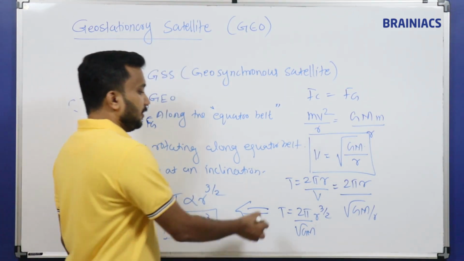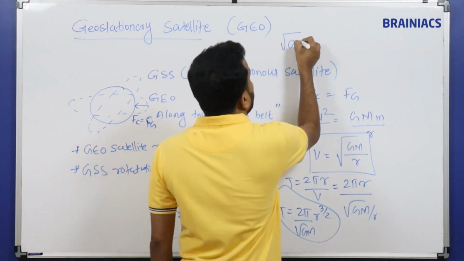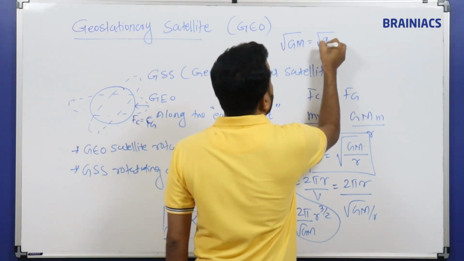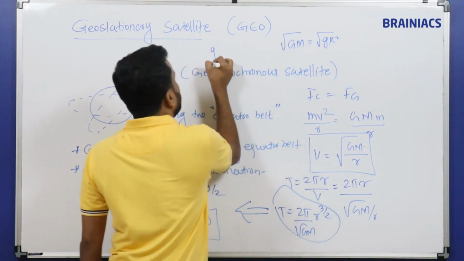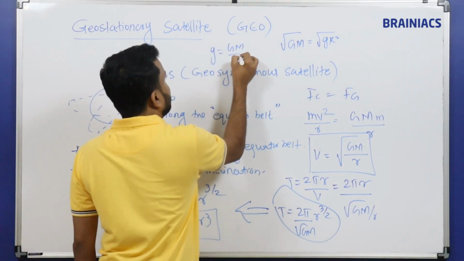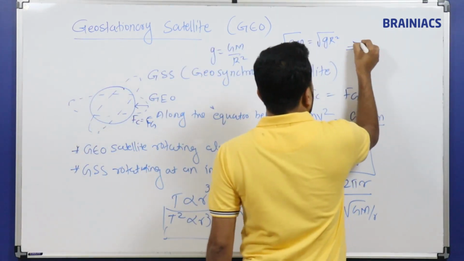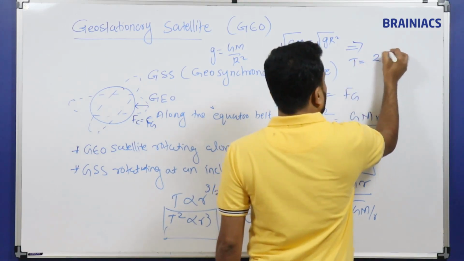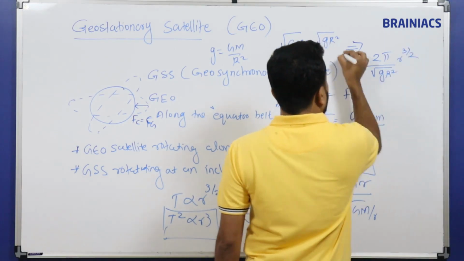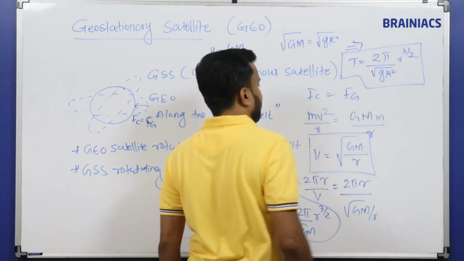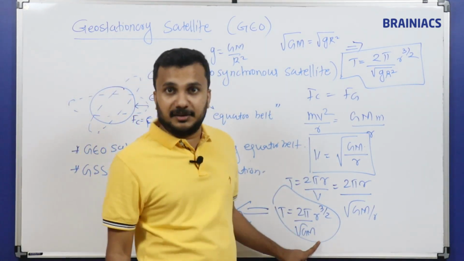So this is the time period of the satellite. I have to write another equation. I know root GM equal to root of g R square, am I correct? G is equal to GM by R square, so GM equals g R square. If I substitute over here, I'll get time period T equal to 2 pi into root of g R square into r power 3 by 2. You can remember this as another expression.